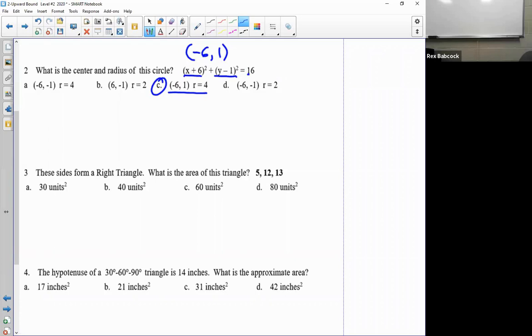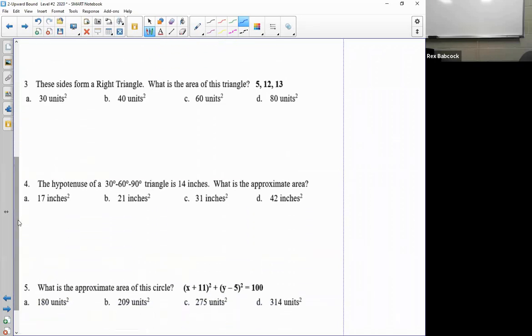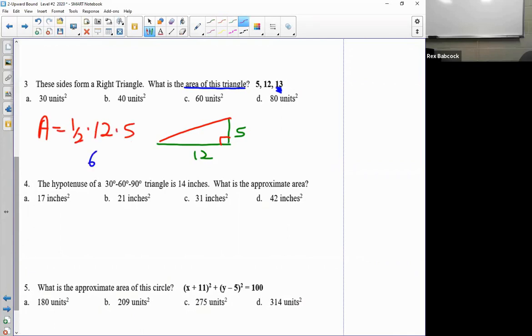What about number 3? Want to see it? Anybody have a question on 3? Okay. Area of a right triangle. That must be the hypotenuse. So I'm going to draw it. I'm going to see what the geometry looks like. 12, 5, 13. So area equals 1/2 of 12 times 5. Half of 12 is 6. 6 times 5 is 30 units squared. Do I have 30? Sure do. A is the answer.